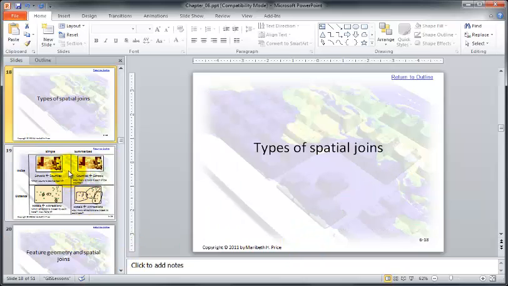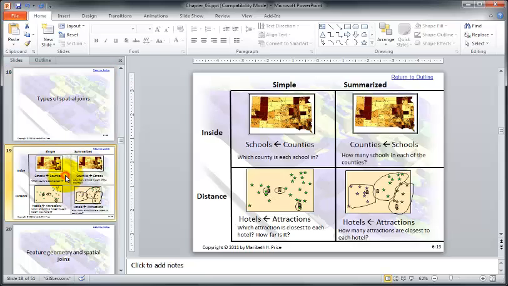What are the types of spatial joins? I will tell you right now that we do not use summarized spatial joins in 3.11, so I'm going to focus on the simple. Counties to school. Which county is each school in? That's the inside. Or distance. Which attraction is closest to each hotel and how far is it?